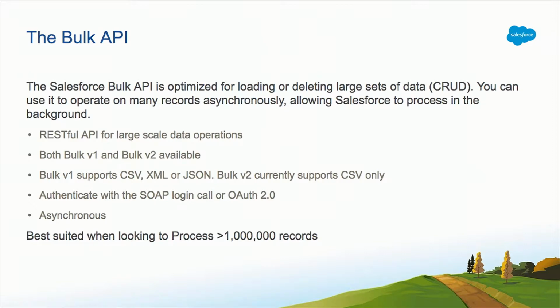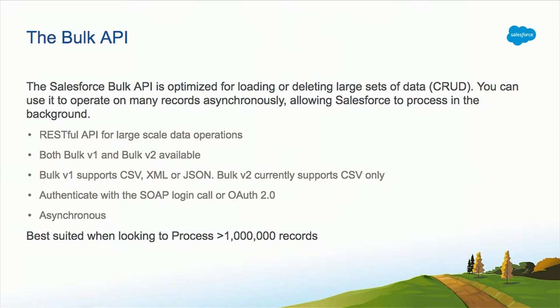And finally, bulk API, or asynchronous family of APIs. Because of its asynchronous nature, we can work with many, many more records at a time, and you don't have to be worried about getting blocked for a response. We're talking millions of records. And so this is another RESTful API for large-scale data.